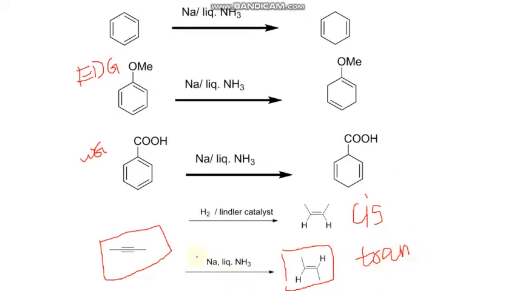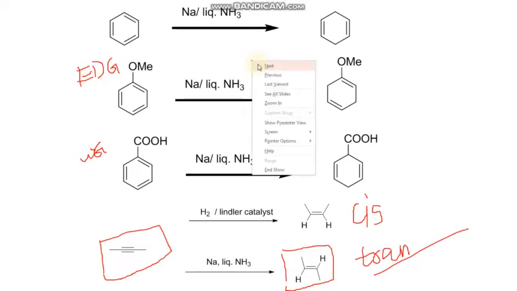In Birch reduction, an alkyne will give the trans product, and an electron withdrawing group will give this type of compound where the pi bond is away from the carbon holding the electron withdrawing group. You have to remember it like this: the pi bond is away from the carbon that holds the electron withdrawing group, and in the case of an electron donating group, the pi bond is on the carbon which holds the electron donating group. This is the way to remember the Birch reactions.